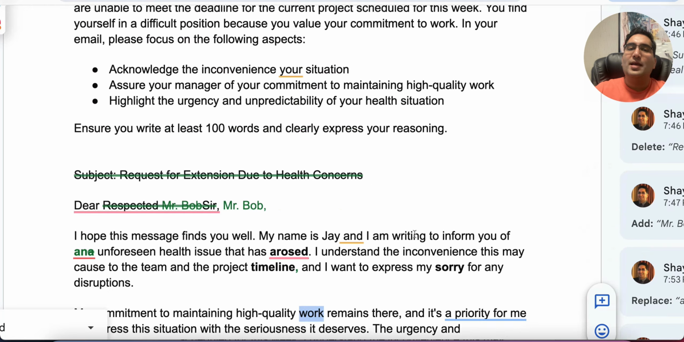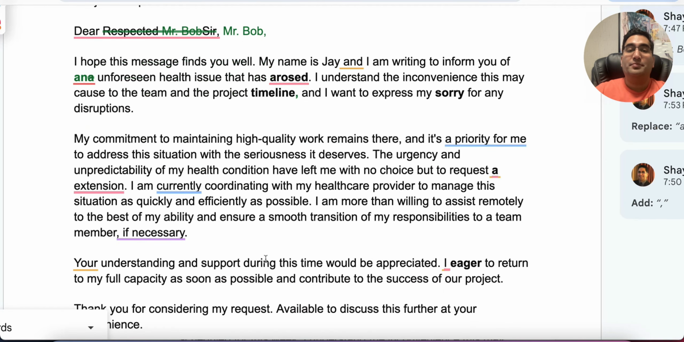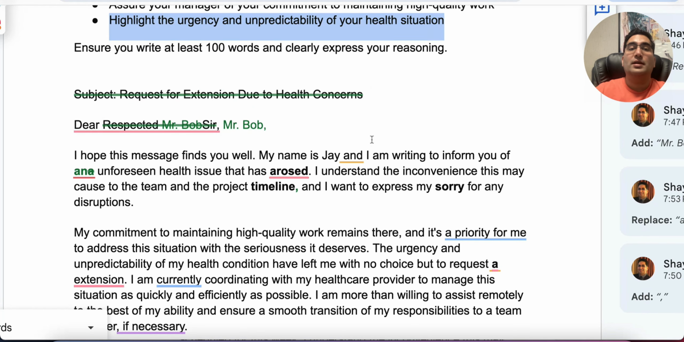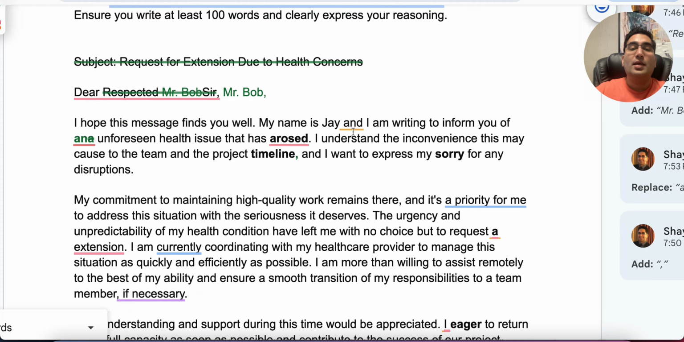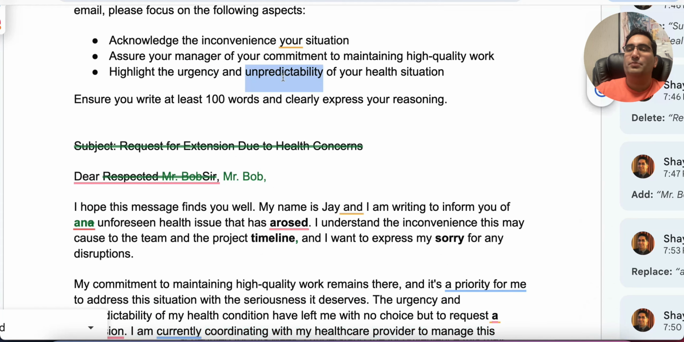Now, the biggest problem was the last point: highlight the urgency and unpredictability of your health situation. That is nowhere to be found. When you highlight the urgency and unpredictability, you would talk about how my medical condition is forcing me to have rapid appointments, and health can deteriorate at a minute's notice, which is why it's also intermittent or unpredictable. That is you expressing it yourself. But you just saying that I'm coordinating with my healthcare provider to manage this is not the right answer. It is not talking about urgency or unpredictability.